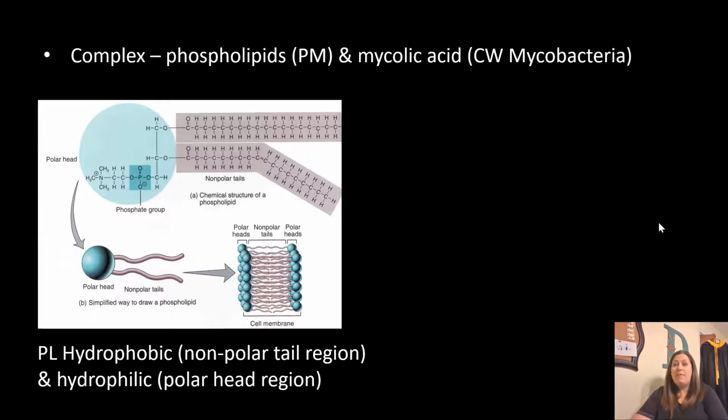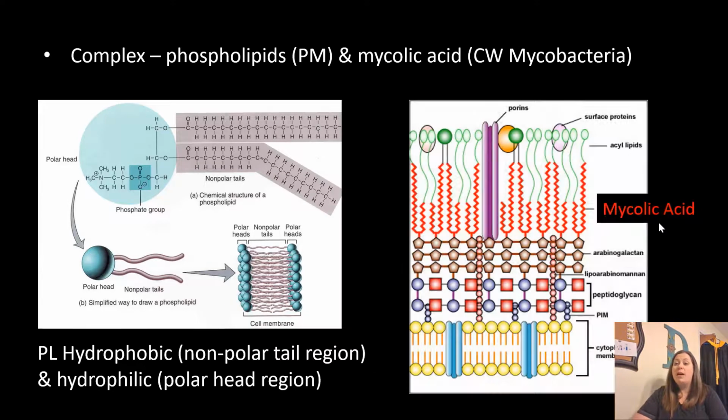Another complex type of fat that we do see here in microbiology is what we call the mycolic acid. These are going to be in the cell wall of some types of bacteria called the mycobacteria. This mycolic acid is having more complex structure than we would see with just using sugars in that cell wall.